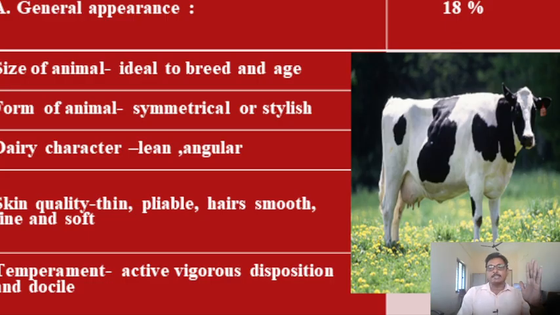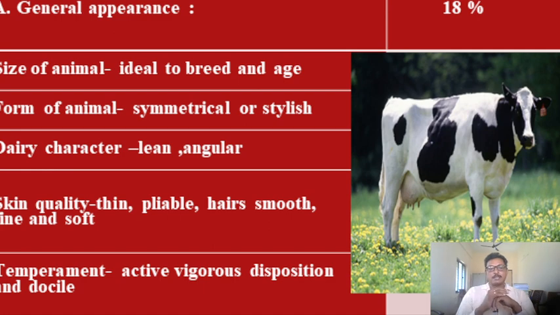Then within that criteria, we already discussed the 6 criteria, the 6 types, 6 characters. In those 6 characters, every character has subcategories. For example, we already discussed that the general appearance has 18 points. In that general appearance, what should we know? If you see that animal, first of all, we have to see the size of that animal. It's ideal to breed, and it should be low age only, not high age. That is the first one.